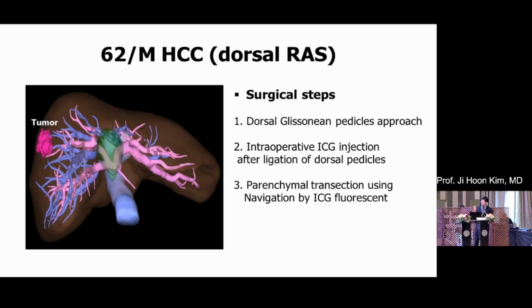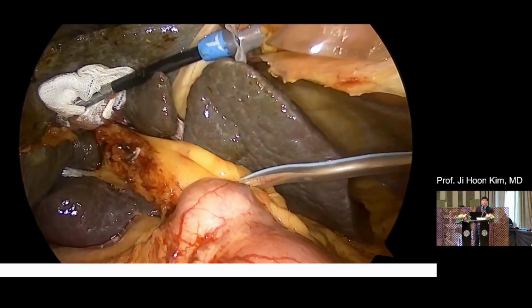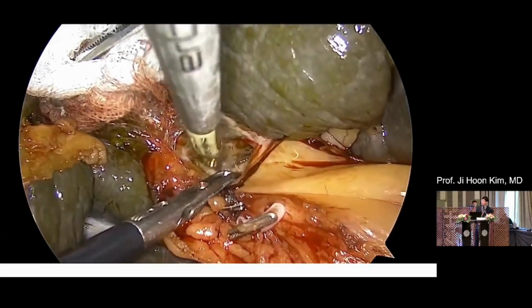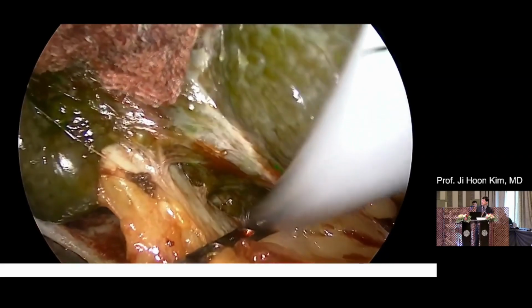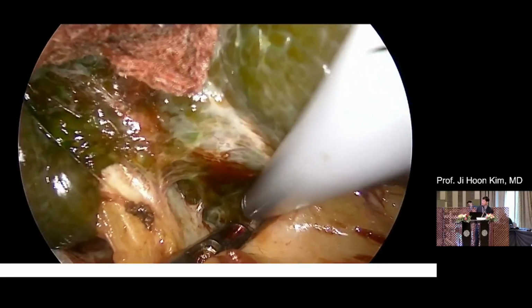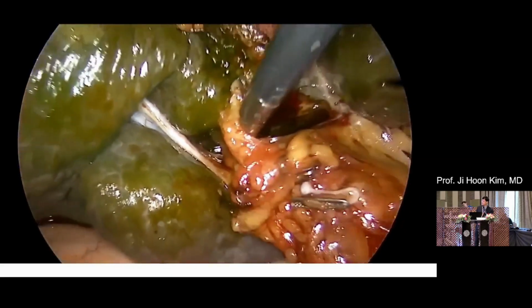We check the target Glissonian pedicle by 3D reconstruction image. A tumor is located in the dorsal area. We first dissect the right anterior Glissonian pedicle. Second-order Glissonian pedicles are extrahepatic, the right anterior and right posterior Glissonian.